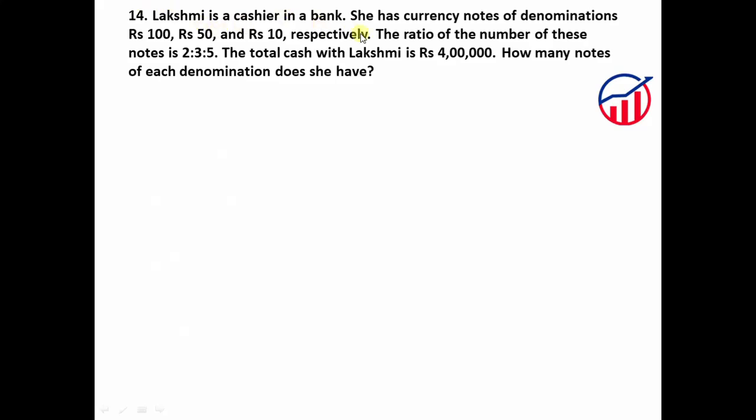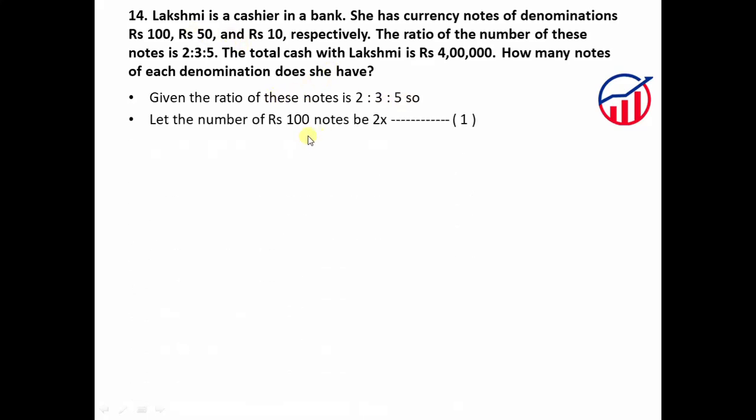Now let's take question number 14. Lakshmi is a cashier in a bank. She has currency notes of denominations 100, 50 and 10 respectively. The ratio of the number of these notes is 2, 3, 5. The total cash with Lakshmi is 4 lakh rupees. How many notes of each denomination does she have? So given that the ratio of these notes is 2 is to 3 is to 5.